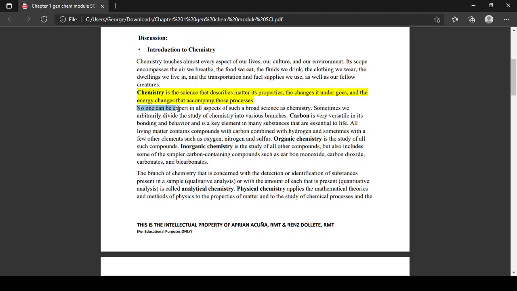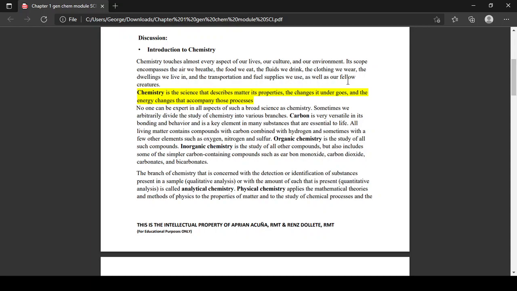So no one can be an expert in all aspects of such a broad science as chemistry. Therefore, it is branched out, correct? Chemistry is very wide. You have different disciplines, different studies in chemistry. Therefore, you branch out according to what you specialize in. Sometimes, we arbitrarily divide the study of chemistry into various branches.